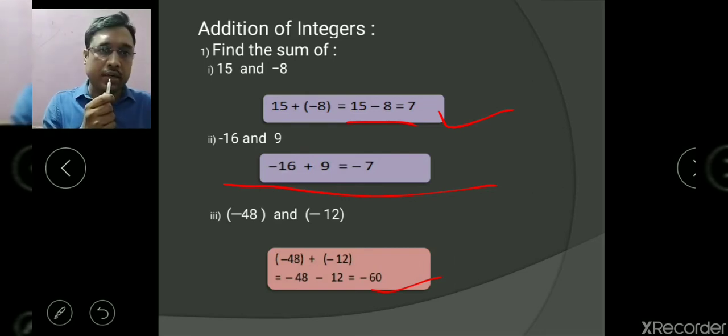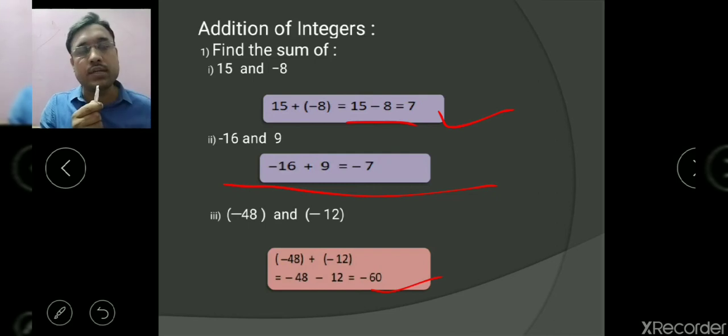And in the same way, if both the numbers are positive, suppose that 48 and 12 you are adding, then 48 plus 12 is 60, and you will give the common sign to the result, plus 60 only. Okay, this we use when both the numbers have the same sign. Then simply add both the numbers and give the common sign to the result, that means to the sum.